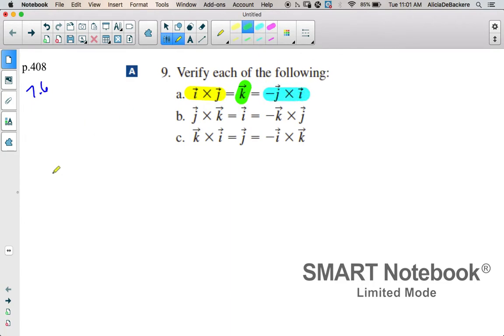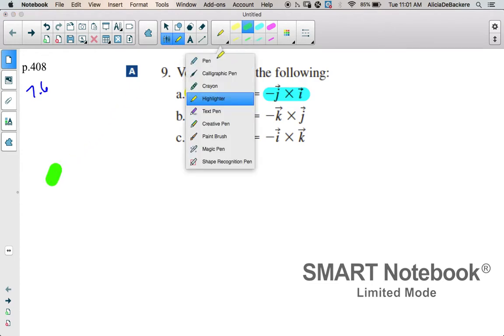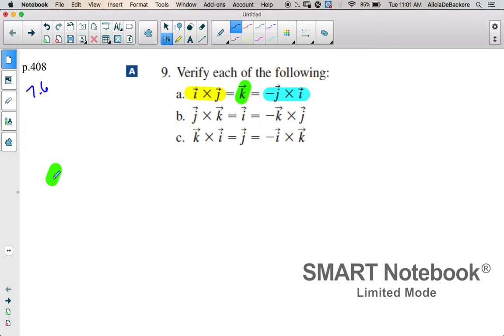So I'm going to start with the middle because that's the easy one. I know the vector k is, so I'm thinking i, j, k, k is the z unit vector. So it's 0, 0, 1. So I've got that piece.